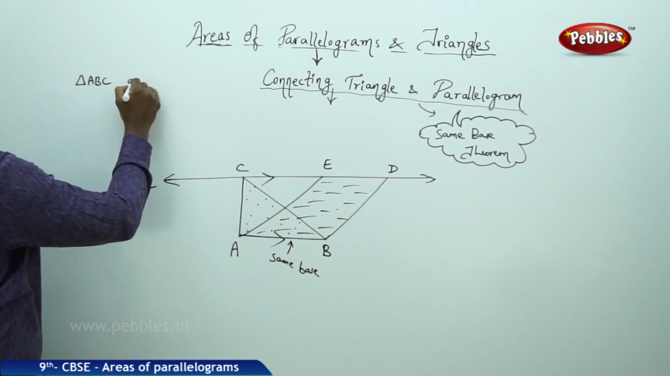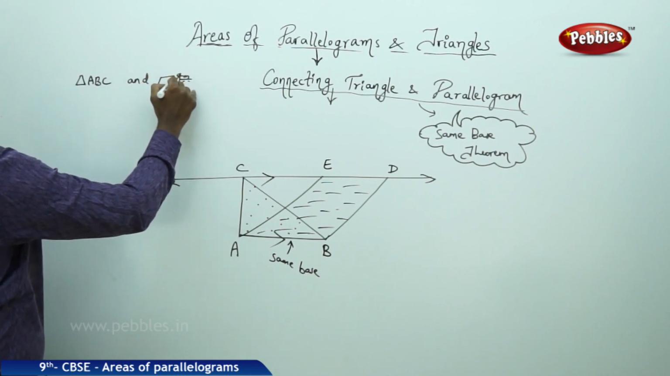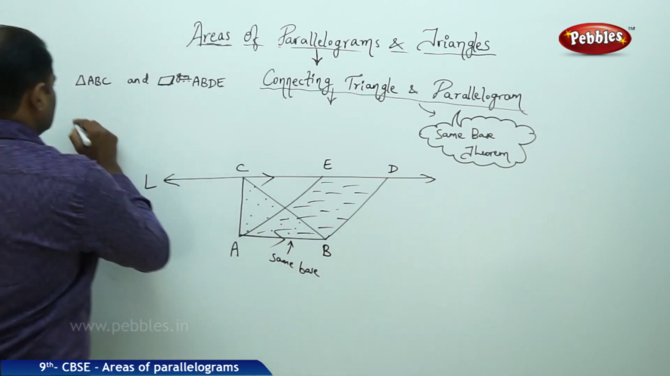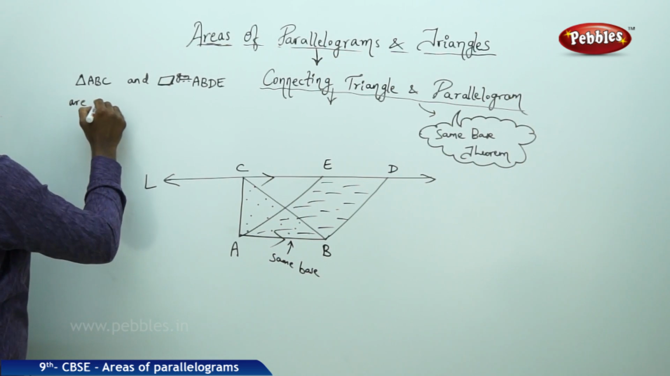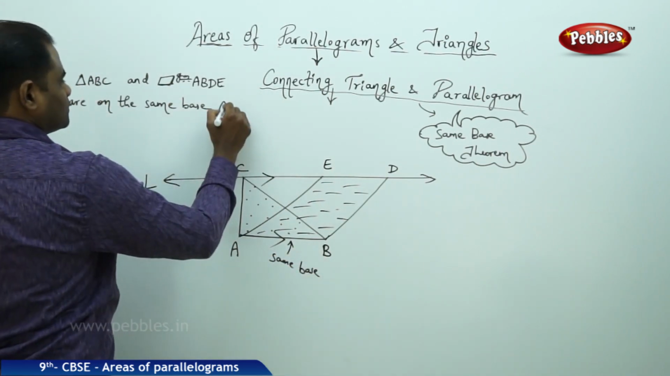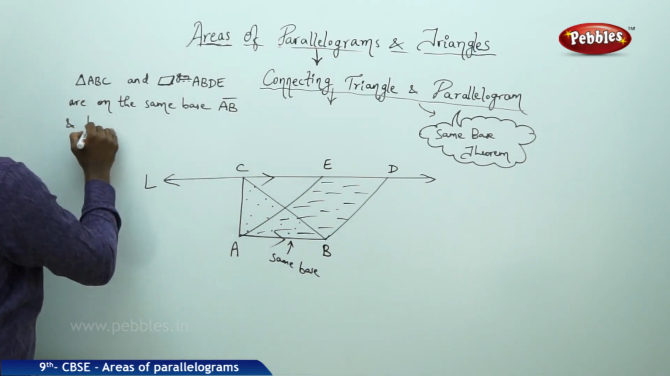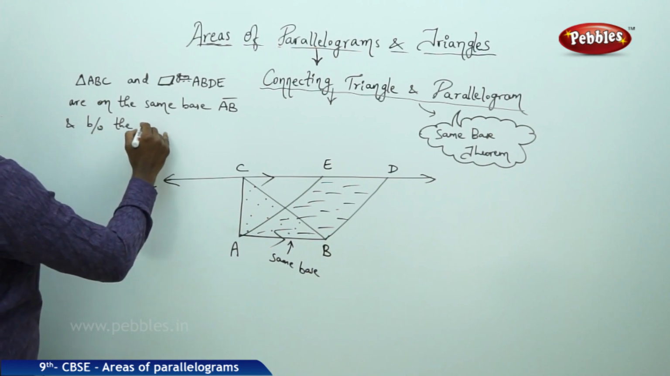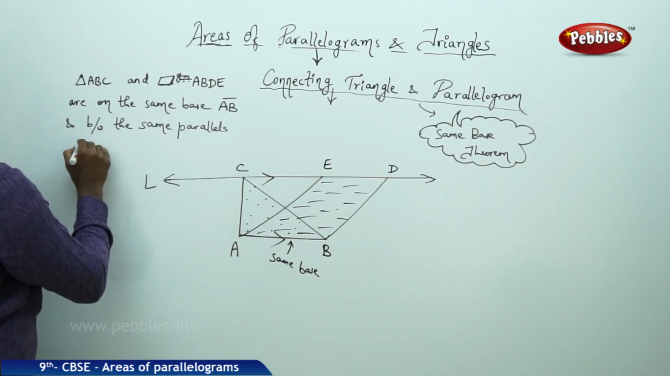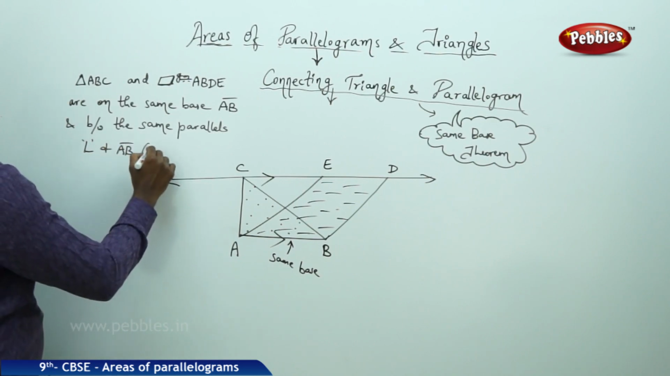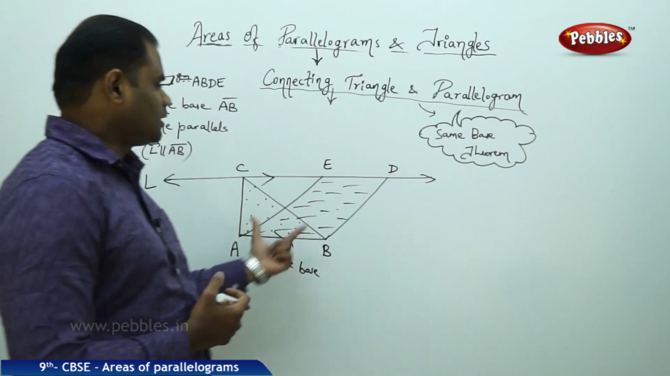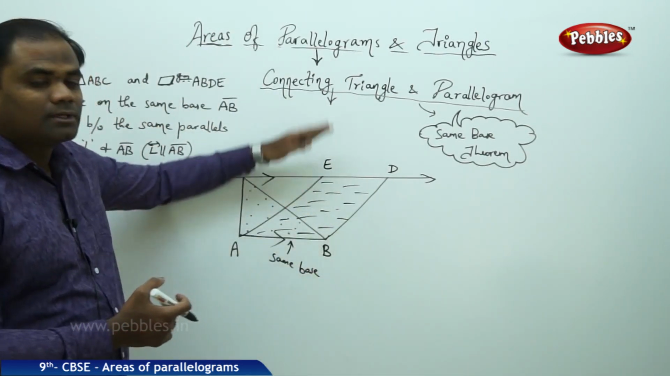Triangle ABC and parallelogram ABDE are on the same base AB, as can be seen here, and between the same parallels L and AB, that is the line L which is parallel to AB, is how we understand a triangle and a parallelogram on the same base and between same parallels.